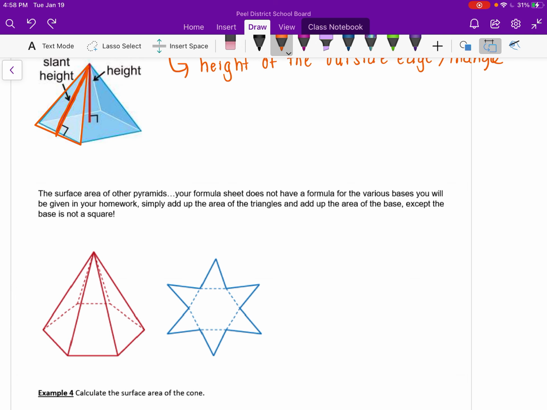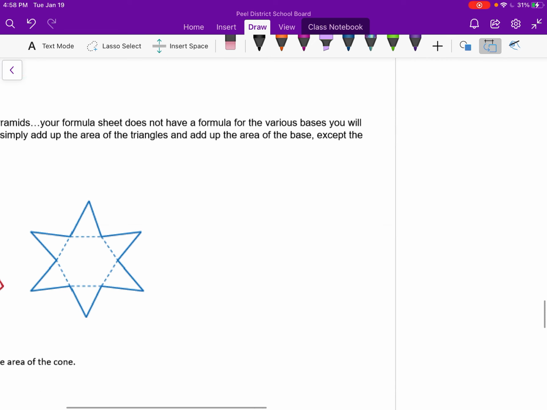The surface area of other pyramids that your formula sheet doesn't have, for varying bases, you will be given in your homework. For those, just simply add up the area of the triangles, then add up the area of the bases. It's basically the same thing, except the base is not a square. Instead of doing length times width, in a hexagon you might be doing 6 times BH divided by 2. If you have a pentagon, you might be doing BH divided by 2 times 5, just depending on what they are.